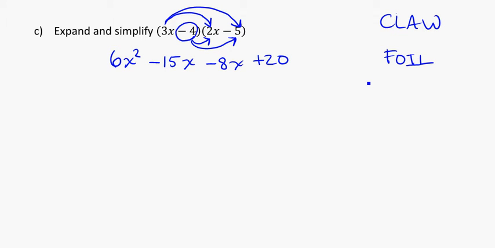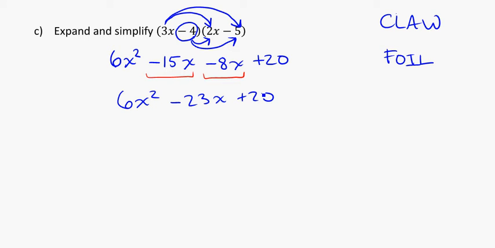So the next step here I need to do is just check for like terms, and in fact I can notice that I've got two of them here. Two like terms, minus 15x and 8x. So I can combine those together. So I'm going to have the 6x squared. And what's minus 15 minus 8? In this case, we end up with minus 23x plus 20. And that's our final answer.